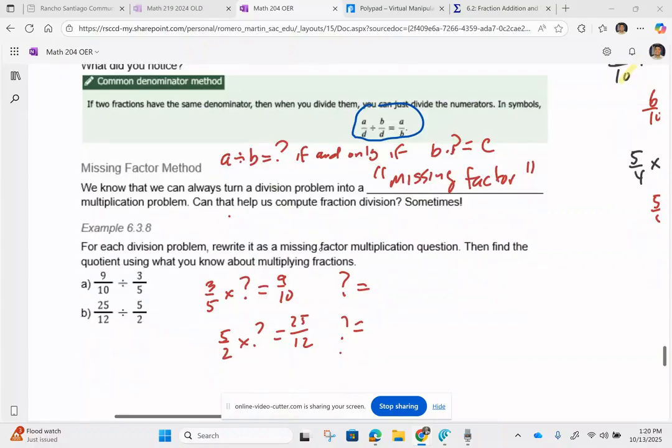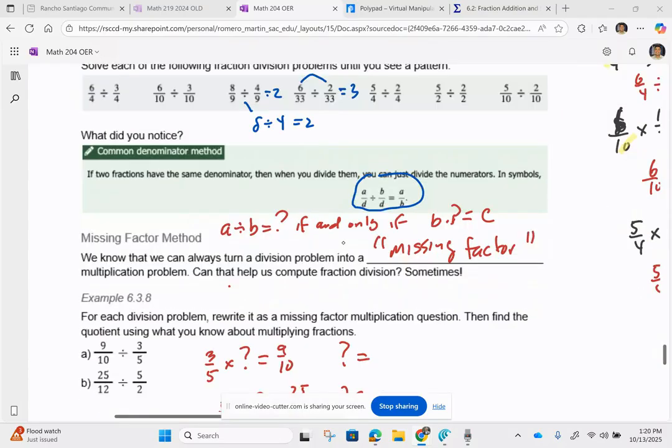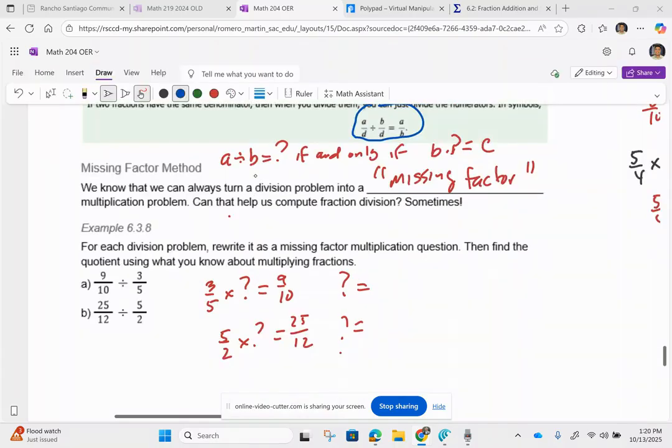Let's go ahead and take a look at some more ways we can divide fractions. That common denominator approach usually surprises many people around dividing by fractions, and we're never taught that. So another way would be through the missing factor approach.